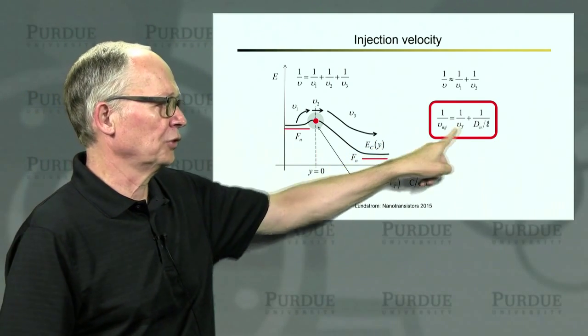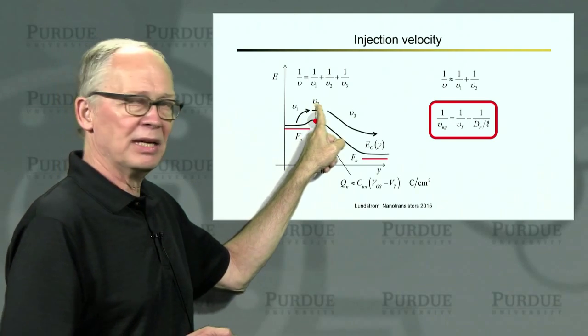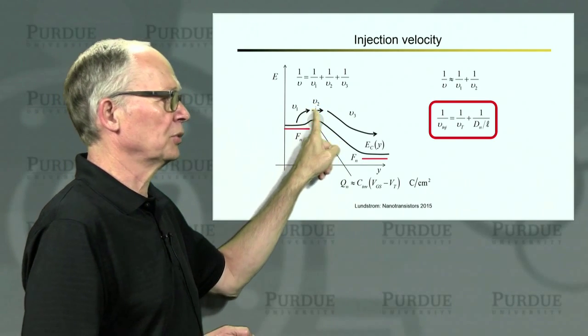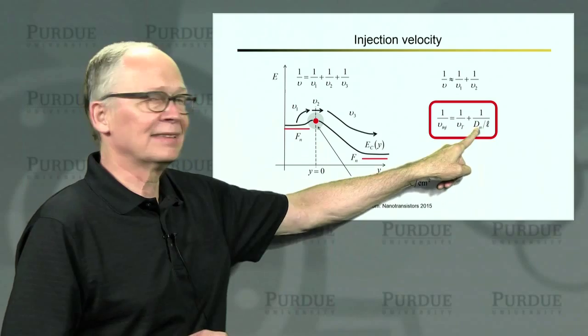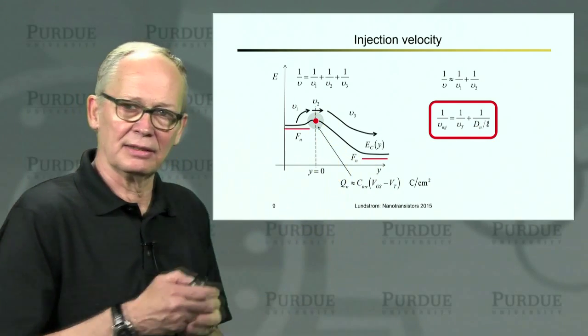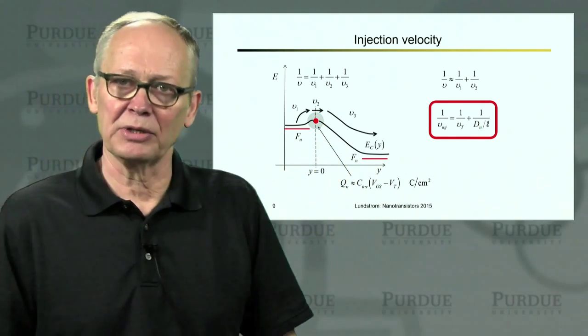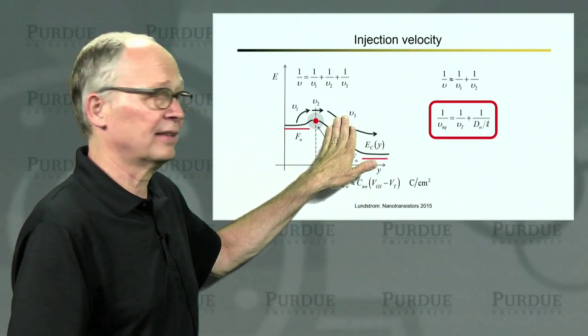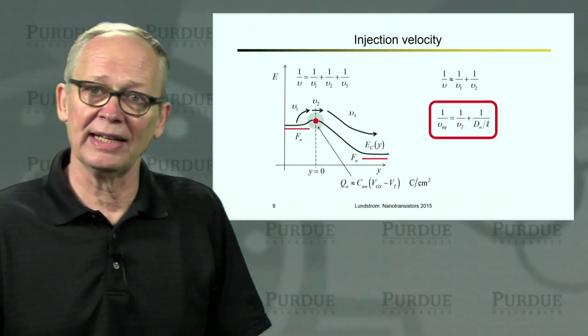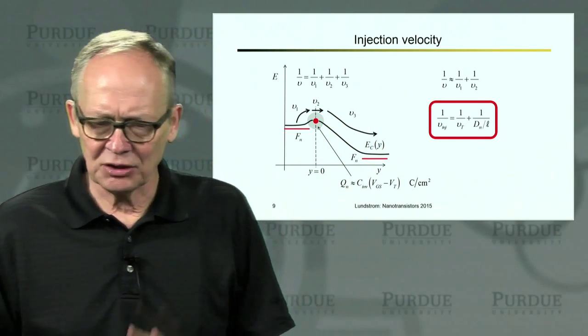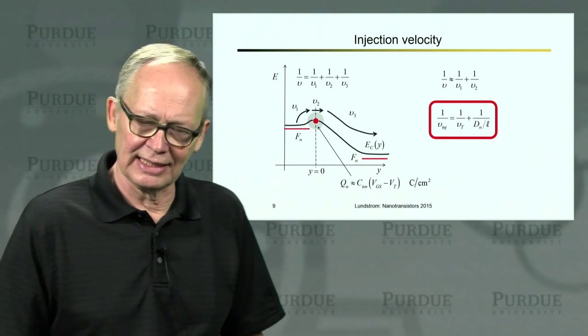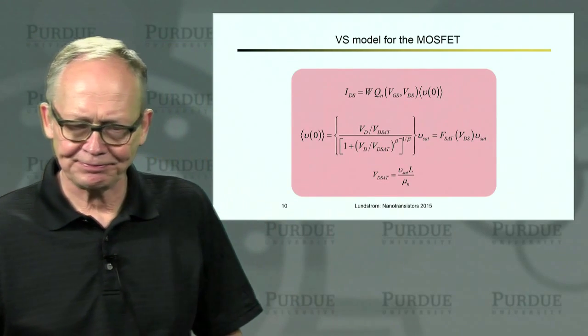This is the first velocity, thermionically emitted at the thermal velocity from the source to the top of the barrier. This is the second velocity, electrons diffusing across that thin bottleneck region. And the third velocity is not there because we assume that it is so fast that it doesn't limit us. So that's how we think about injection velocity in these devices.